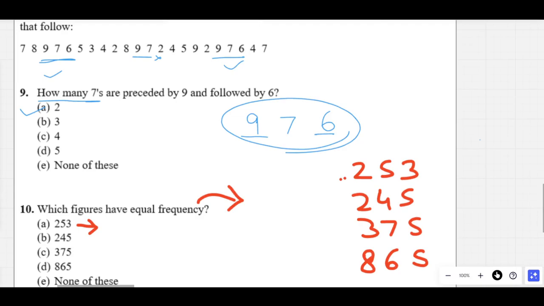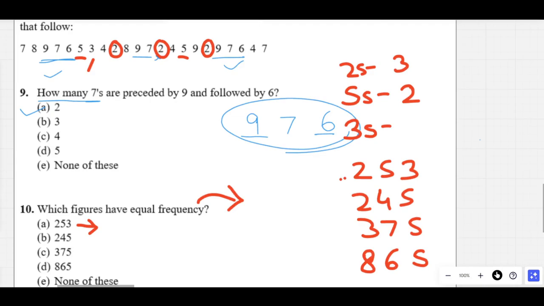First, for 2, how many 2's are there? There is this 1 2 3. There are 3 2's. How many 5's are there? 1 2, 2 5's are there. How many 3's are there? 1, that's it, 1. How many 4's are there? 1 2 3. There are 3 4's. Okay, and then what all is remaining?